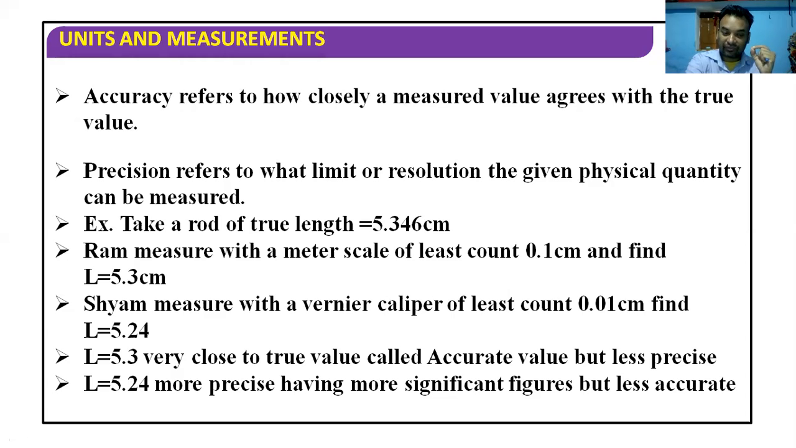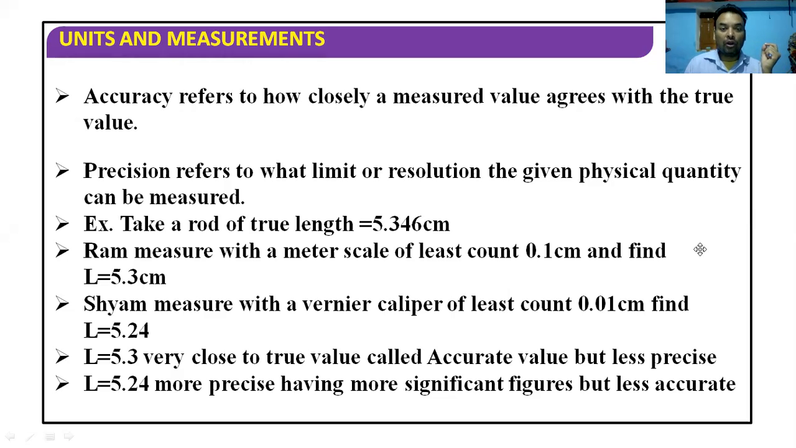If more significant figures are present, then that value will be more precise. If fewer significant figures are present and the value is close to the true value, then that is called the accurate value. So I think it will be clear. I repeat it once more. What is the difference between accuracy and precision? Both appear to be similar terms, but they are entirely different.